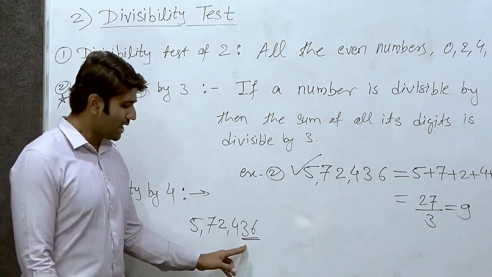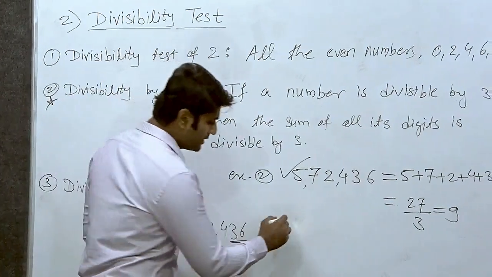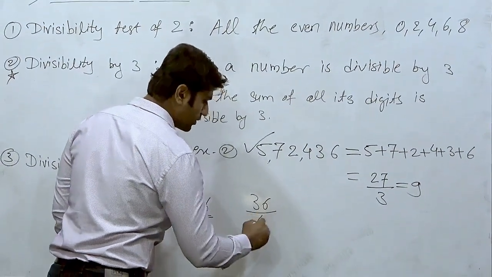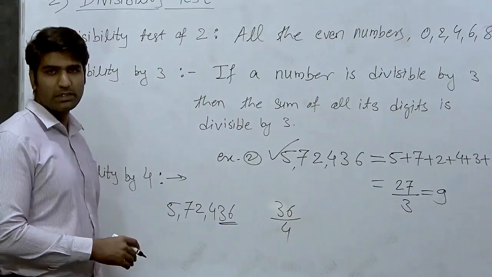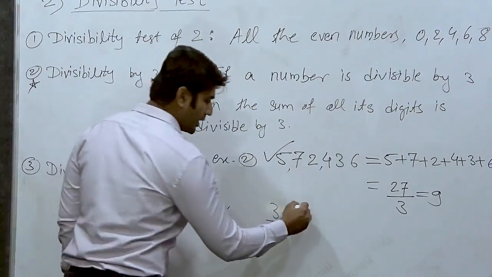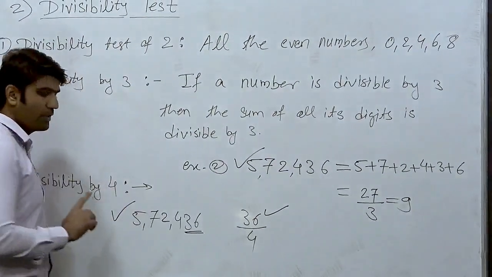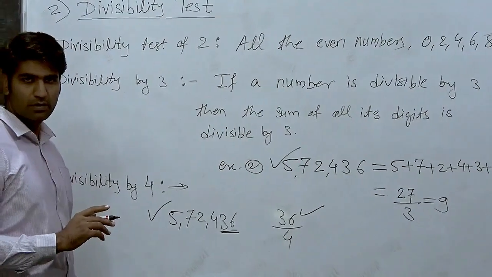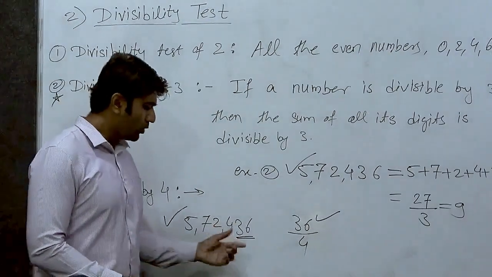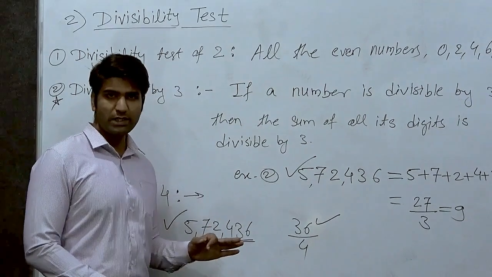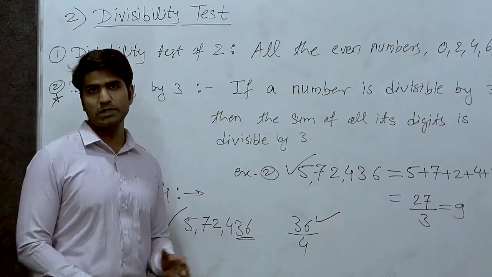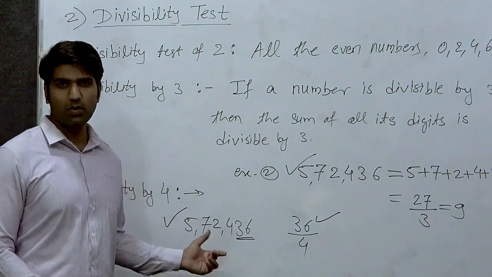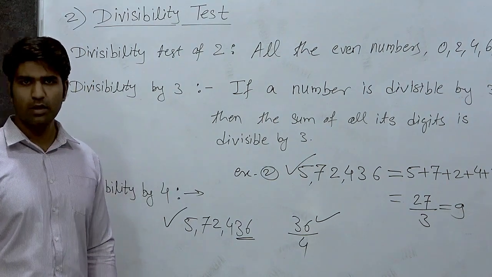Means what? Last two digits, 36. Is 36 divisible by 4? Can we divide 36 with 4? Yes. Then the whole number is divisible by 4. So we have to check only the last two digits. If the last two digits are divisible by 4, then the whole number is also divisible by 4.